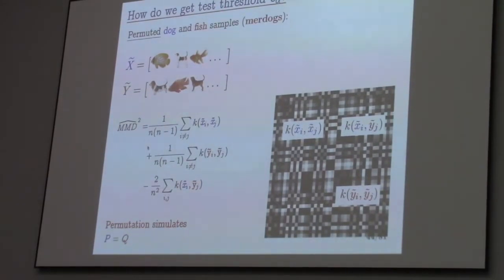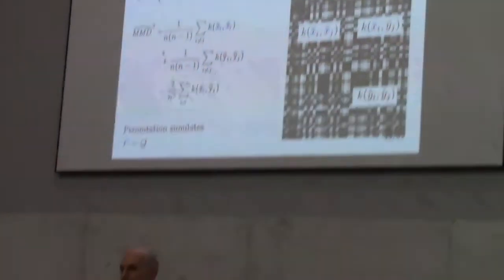Well, actually, this looks pretty uniform, which is what you expect, right? So on average, the similarity between x tilde and x tilde is the same as the similarity between x tilde and y tilde, because each of them is sort of like a 50-50 mix of dogs and fish. Okay? So this is a way to simulate from the case that P and Q are the same.